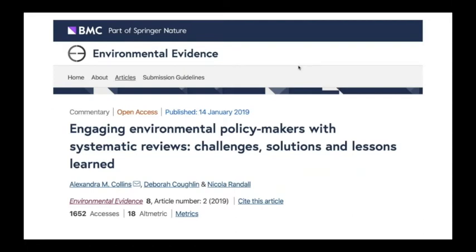And then Alex Collins and her colleagues talk about engaging policymakers with systematic reviews, some of the challenges and solutions and lessons that they've experienced in working closely with, in this case, DEFRA in the UK, the Department for Environment, Farming and Rural Affairs, through a close networking of researchers with experience in evidence synthesis and an outward-facing group called the Joint Water Evidence Group, who were targeting evidence syntheses for policymakers within DEFRA. So that's a very interesting read for anybody interested in that sort of knowledge brokering and close working of evidence producers and evidence users in policy.